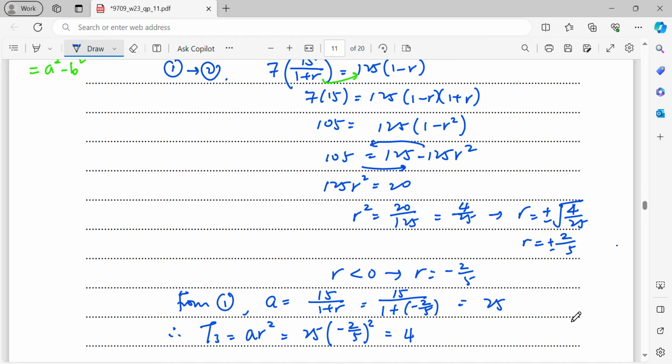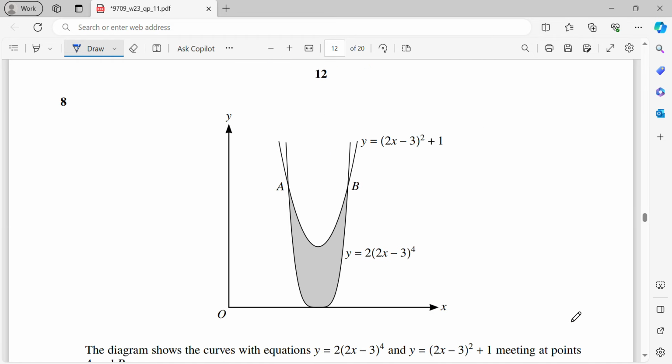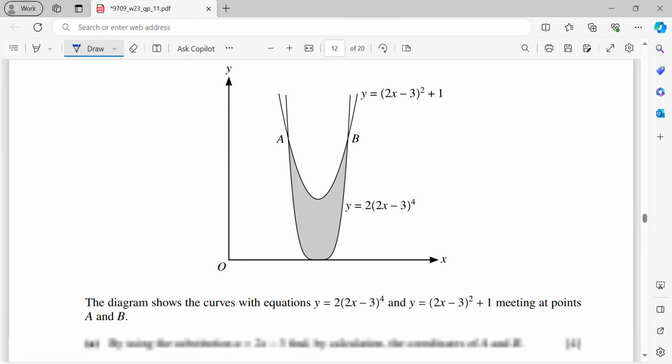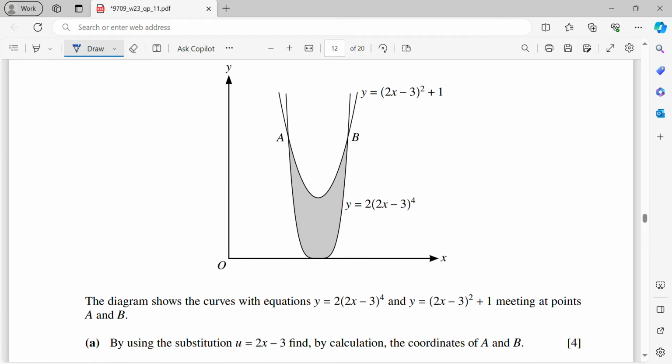Okay. Now, for question number 8. The diagram shows the curve with equations. These are the two equations meeting at points A and B. So these are the 2 points. By using the substitution u equals 2x minus 3, find by calculation the coordinates of A and B.